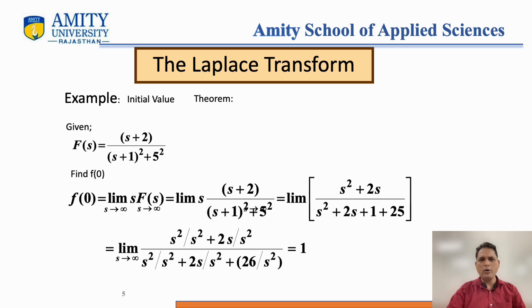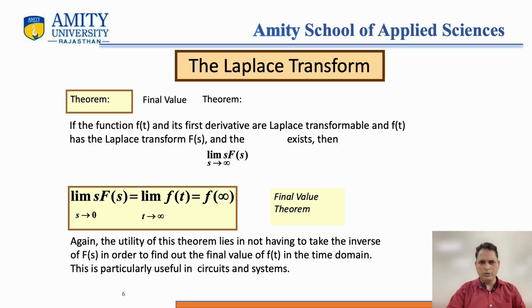In the same manner, we also have a final value theorem. What the final value theorem says is that if a function f(t) and its derivative have a Laplace transformation F(s), and the limit s tending to infinity of s F(s) exists, then this relation, whatever we have shown in the PPT, should exist. That means limit s tending to infinity of s F(s) is equal to limit t tending to infinity of f(t), which is equal to f of infinity. This is known as the final value theorem.